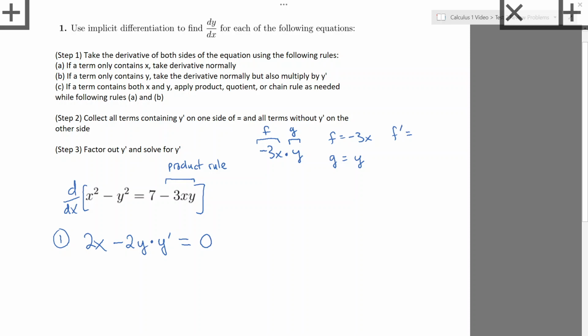so f now only contains x, so we take the derivative normally. So the derivative of minus 3x would be minus 3. And then g only contains y, so g prime, so the derivative of y would be 1, but then I have to multiply by y prime. Okay, so those are the derivatives of f and g. And so now the product rule, what is the product rule formula? It's f prime times g plus f times g prime.